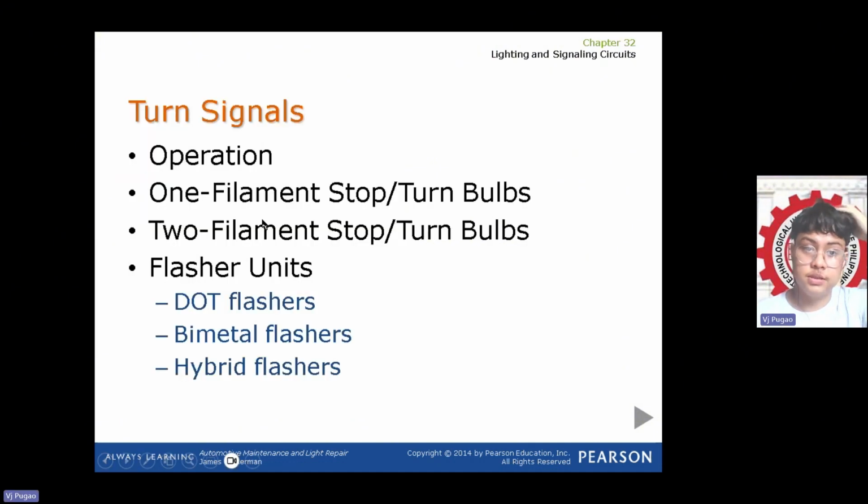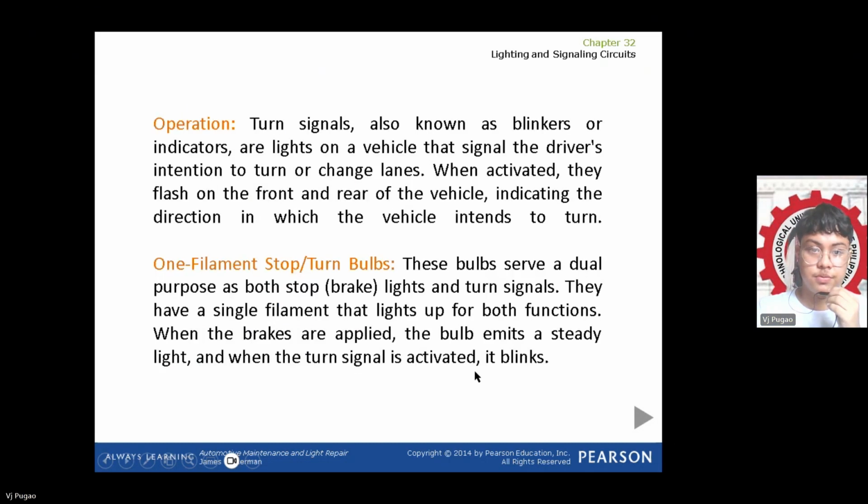Turn signal operation: one filament stop turn bulbs, two filament stop turn bulbs, flasher units, DOT flashers, bimetal flashers, and hybrid flashers. The turn signal is also known as blinkers or indicators. They are lights in a vehicle that signal the driver's intention to turn or change lanes. When activated, they flash on the front and rear of the vehicle, indicating the direction in which the vehicle intends to turn. The one filament stop turn bulbs.